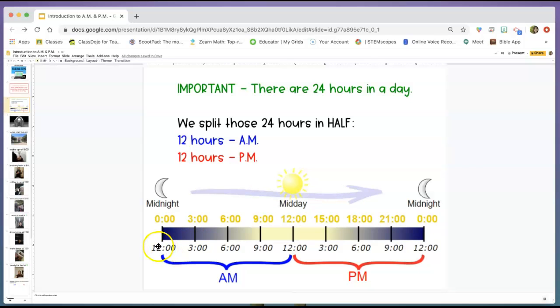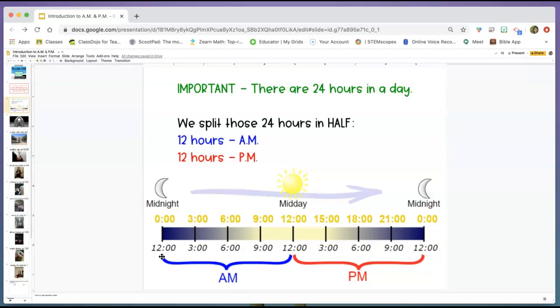Now let me show you. So right now it's 12 o'clock AM, 3 a.m., 6 a.m., 9 a.m. Now it's 12 o'clock again, but it switches from AM to PM. So it's 12 o'clock PM, 3 p.m., 6 p.m., 9 p.m. 12 o'clock again. It switches back. It starts over. And we say 12 o'clock AM. And this goes on and on every single day.